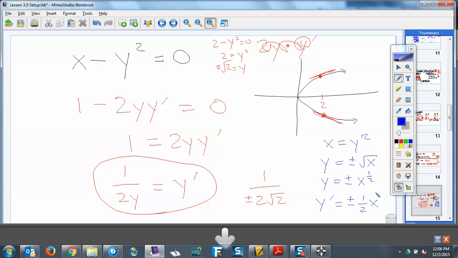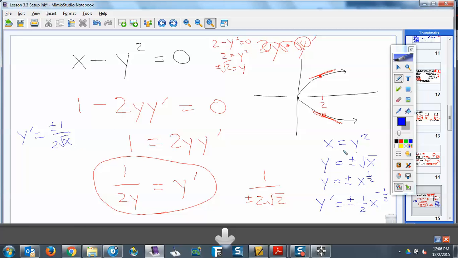X to the negative 1/2. I could have done the derivative that way. Okay? Is that the same thing as this? Absolutely. Because if I look at this, I could have taken my y prime here. I could take this negative power, flip it down to the bottom. I got plus or minus 1 over 2 square root of x.